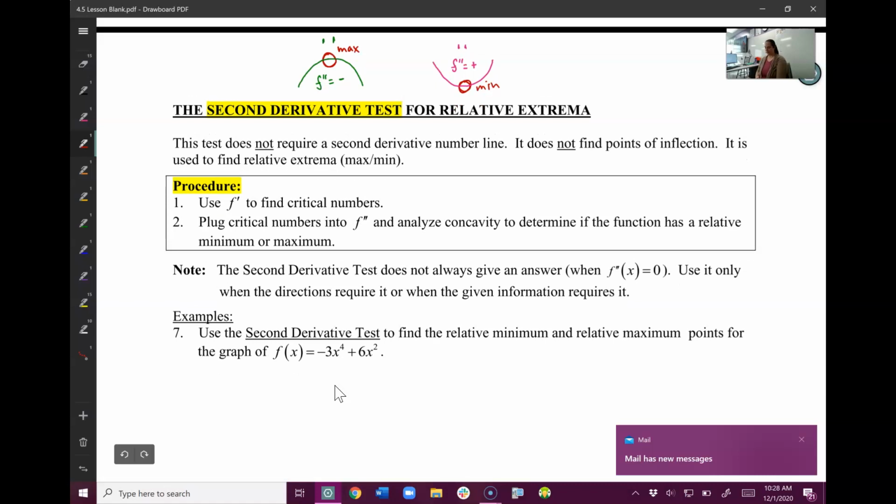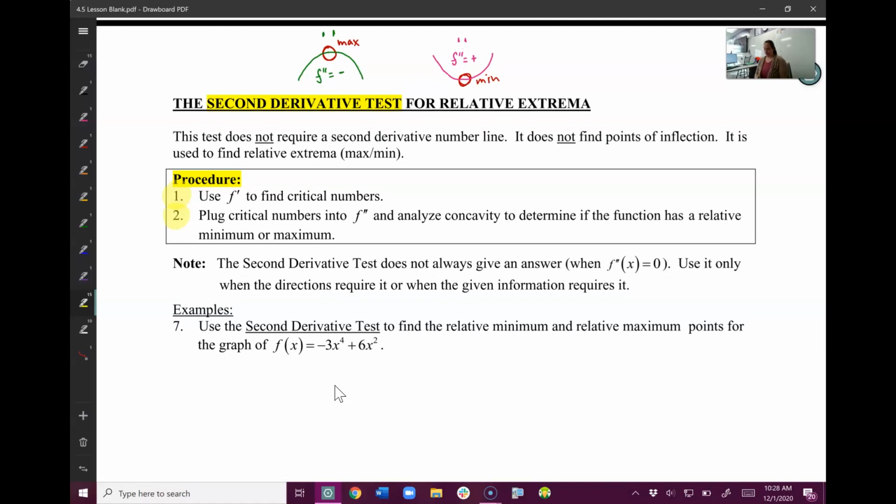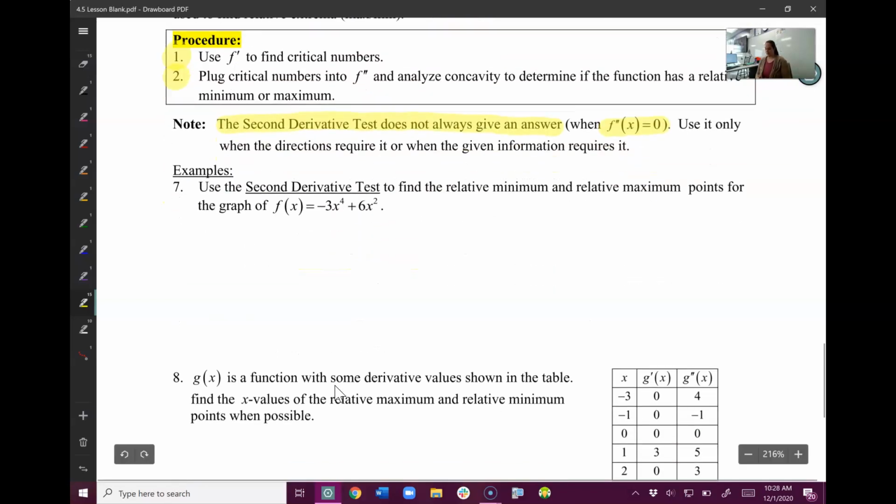Here's the procedure. I am going to use my first derivative to find my critical numbers, just like last lesson. Then I'm going to plug those critical numbers into f double prime, see if it's positive or negative, and that will tell me if it's a max or a min. Now, one note right here. This second derivative test does not always give an answer. For example, if the second derivative is 0, that is neither positive nor negative, so at that point, you don't know.